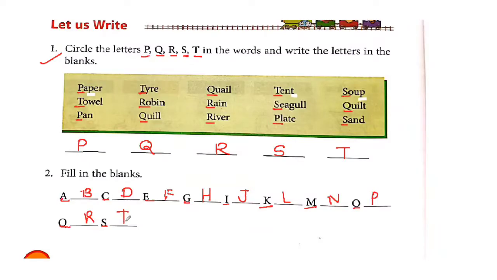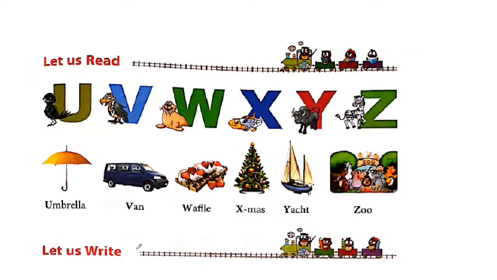Now let's move on to the next page. So the next letters are U, and this is the picture of a bird, but the name of the bird is umbrella bird. You can see the structure like an umbrella on its head. So this bird is called umbrella bird. And U for umbrella, U-M-B-R-E-L-L-A, umbrella. V, this is vulture. And V for van, V-A-N, van.